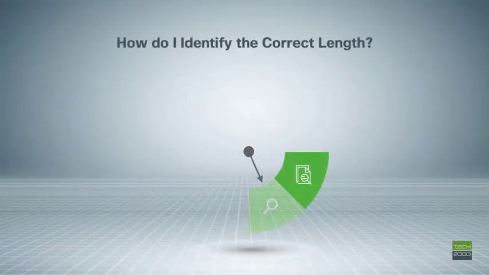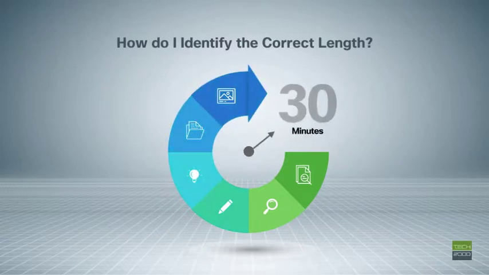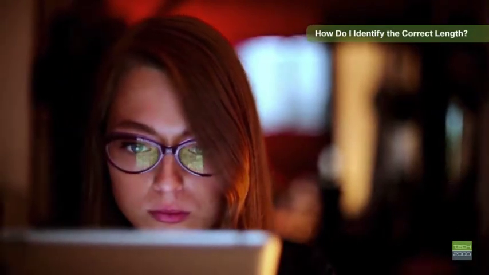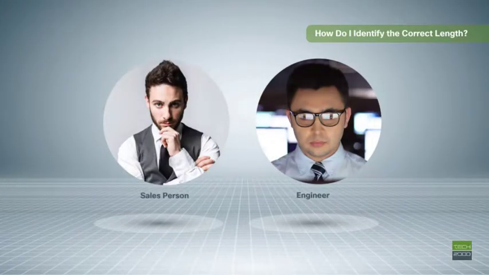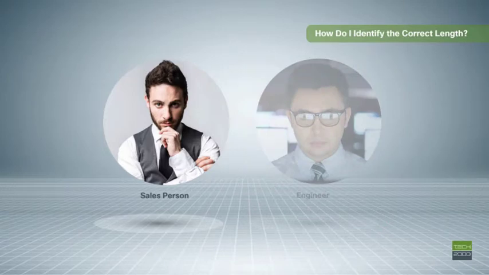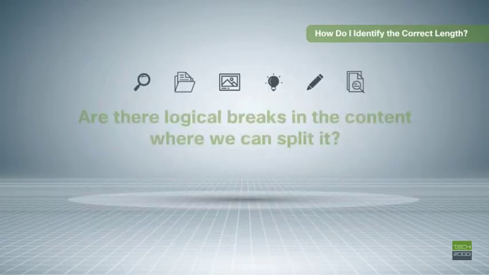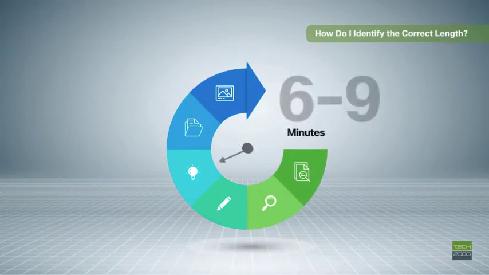But I have 30 minutes of content I need to get across, so my e-learning video needs to be 30 minutes, right? Wrong. Your learner needs to drive the length of your video. Consider the following. When are they going to be taking the training? Right before a client meeting as a refresher, or back at the office as part of their development? How long is their attention span? A salesperson typically has a much shorter attention span than an engineer who is used to reading through lengthy specifications. Are there logical breaks in the content where we can split it? The recommendation for 6 to 9 minutes isn't a hard and fast rule, but it's a good thing to keep in mind when determining how many learning objectives you're trying to cover.